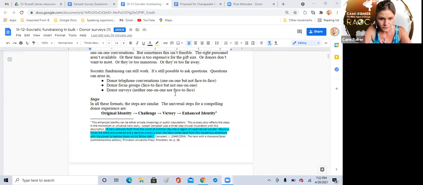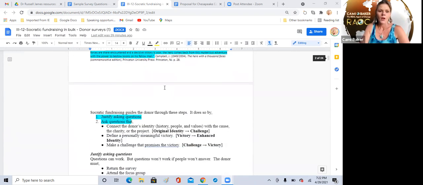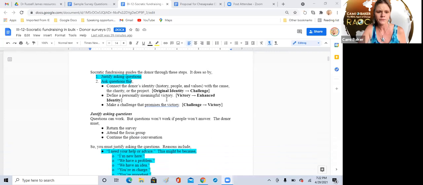Collaboration. Okay. So when we're doing the survey, he says we need to justify asking the questions, and we want to ask questions that connect the donor's identity. So connect the donor's identity, history, people, and values with the cause and the charity. You want to connect them. So here's some examples of this.